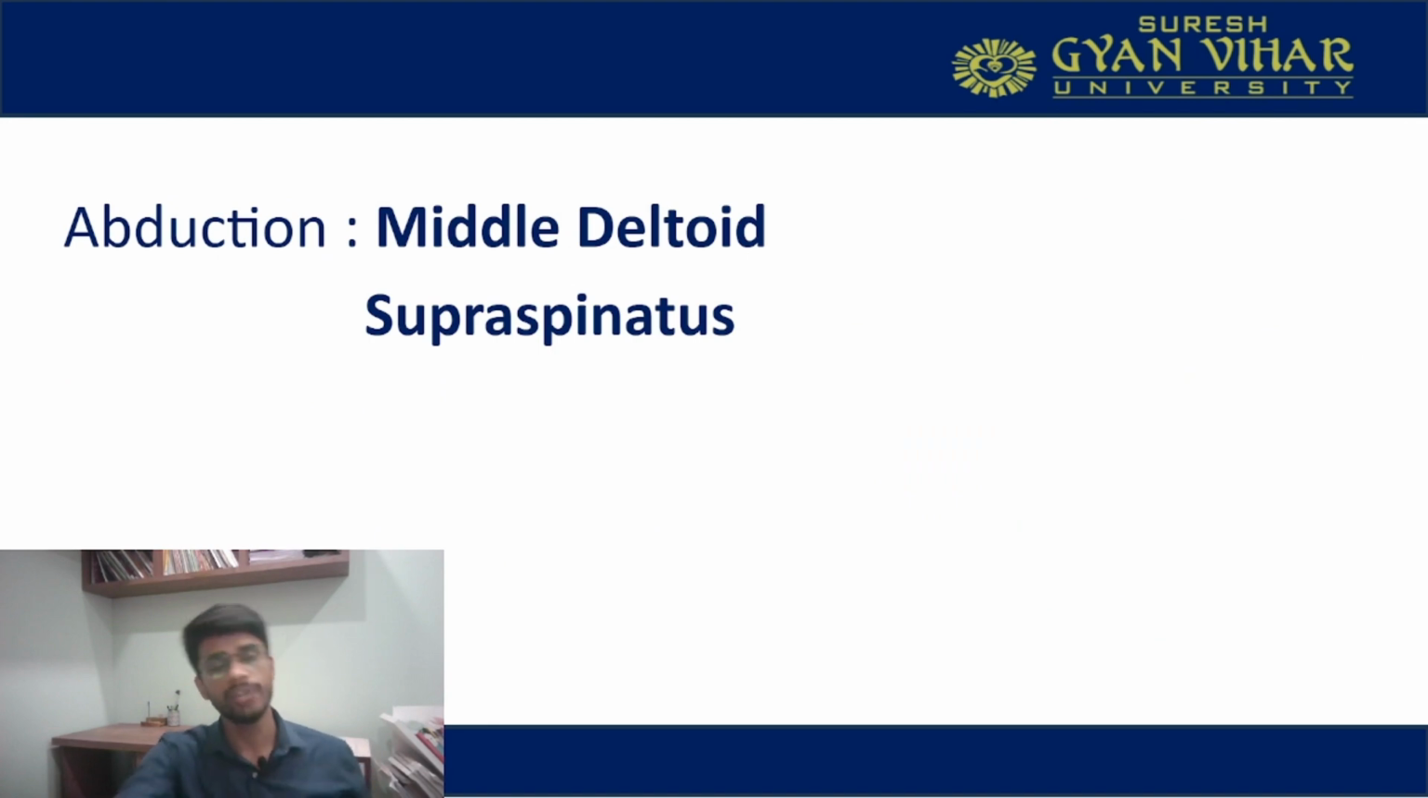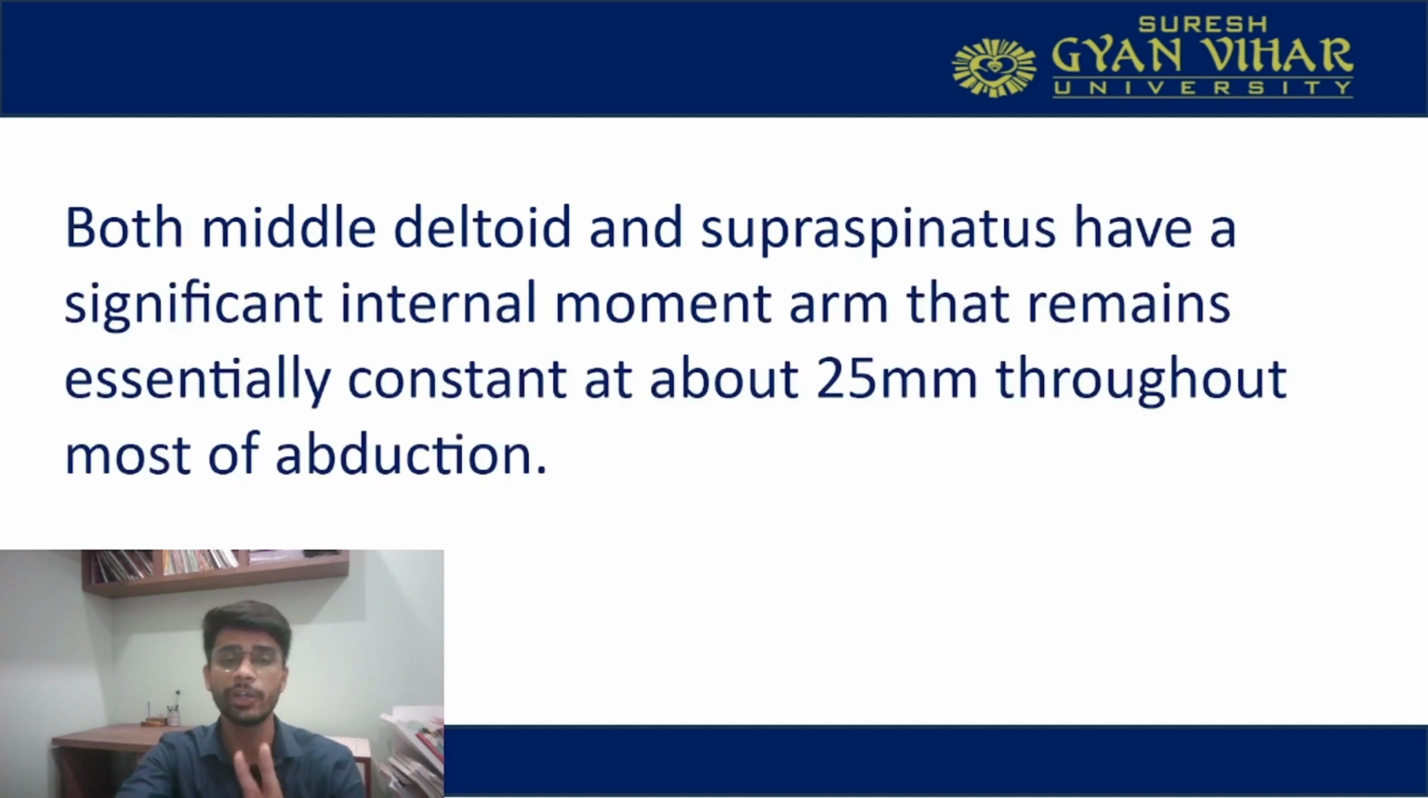Fine. Now let's see what muscles cause the abduction. There are two main muscles. The primary muscles are your middle deltoid and supraspinatus. Both the middle deltoid and supraspinatus also have an internal moment arm. Whenever abduction is occurring, there is a slight internal moment arm of these muscles which is essentially constant. The internal moment arm is not changing; it is roughly around 25 mm throughout most of the abduction.